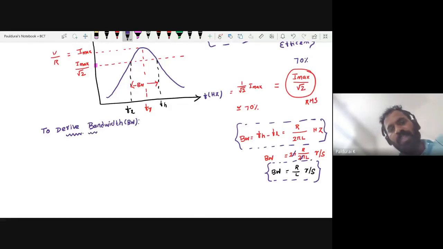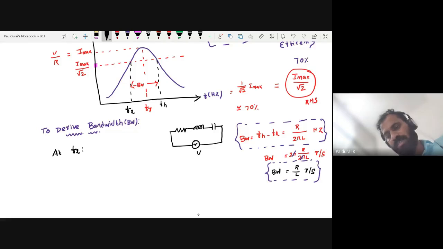Now listen. At FL, at lowest frequency, or in general, this is my series RLC, right? Take R, L, C, and applied some voltage VS. This is my R. Here the impedance offered is jXL, and this is minus jXC. Here XL equals L omega, and XC equals 1 by C omega, that you know.